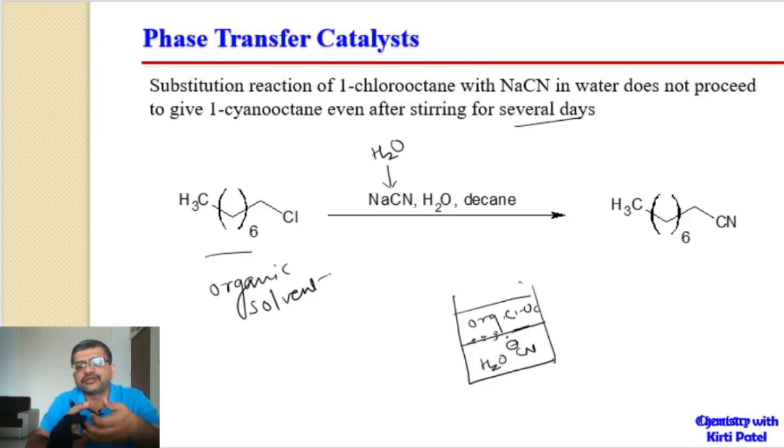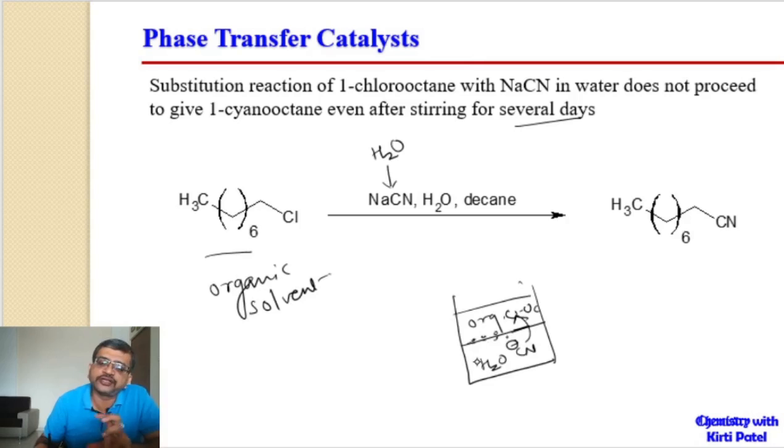We encounter such problems many times because our organic reactants are soluble in organic solvents, whereas our reagents are inorganic compounds, so they are insoluble in organic solvents and soluble in water. These are all biphasic systems. We have two phases present in this. So as there are two phases, we need a certain material which will bring a reagent from one phase to another phase.